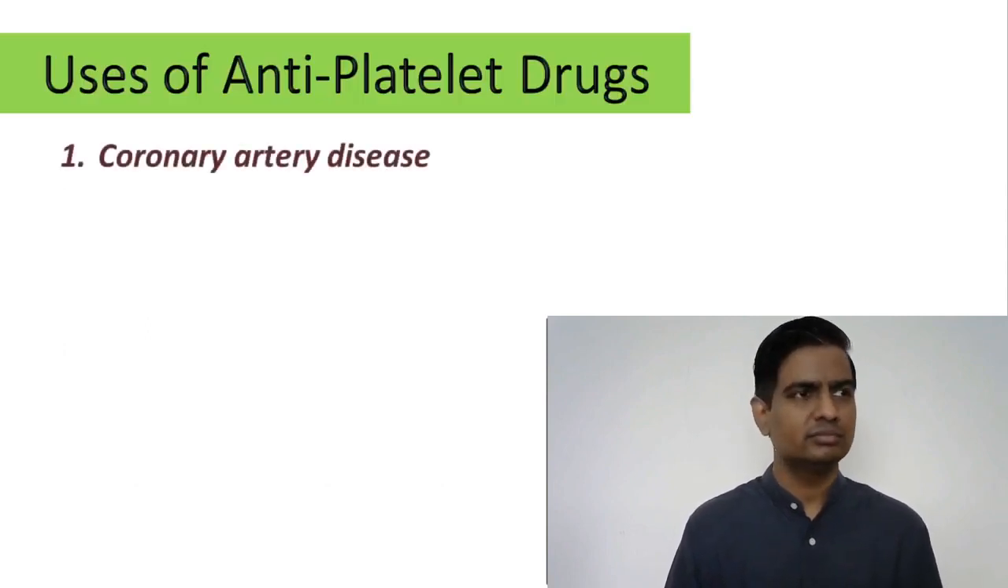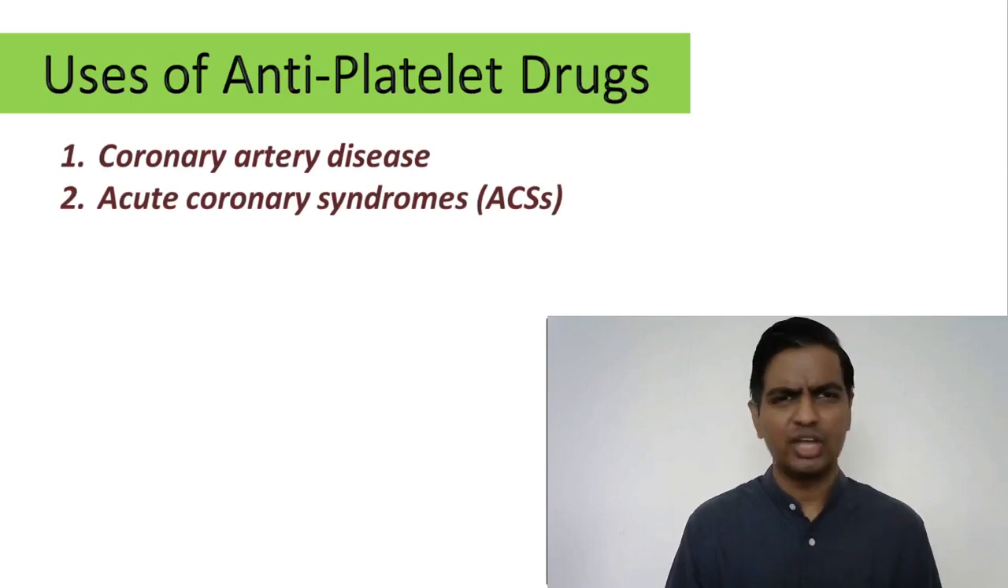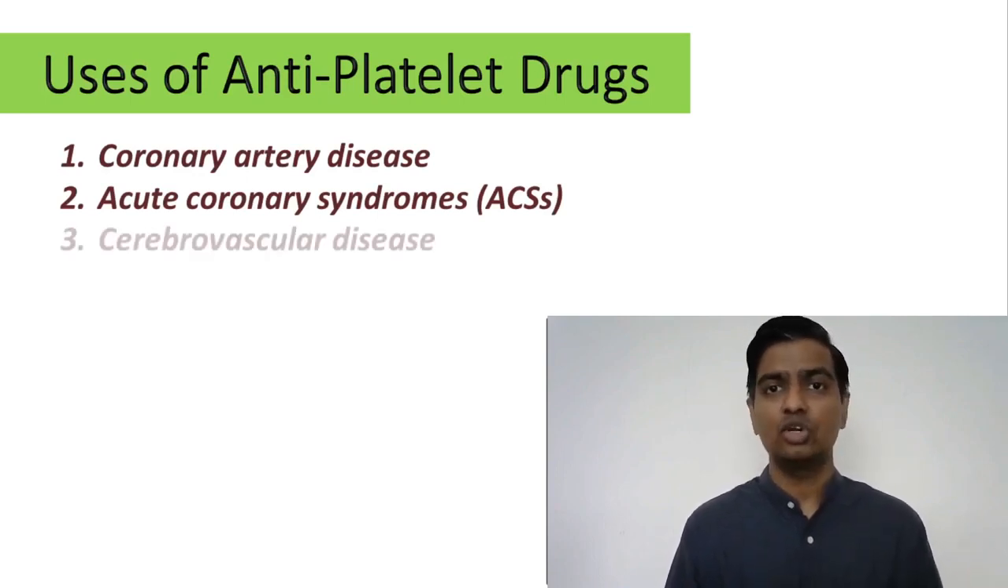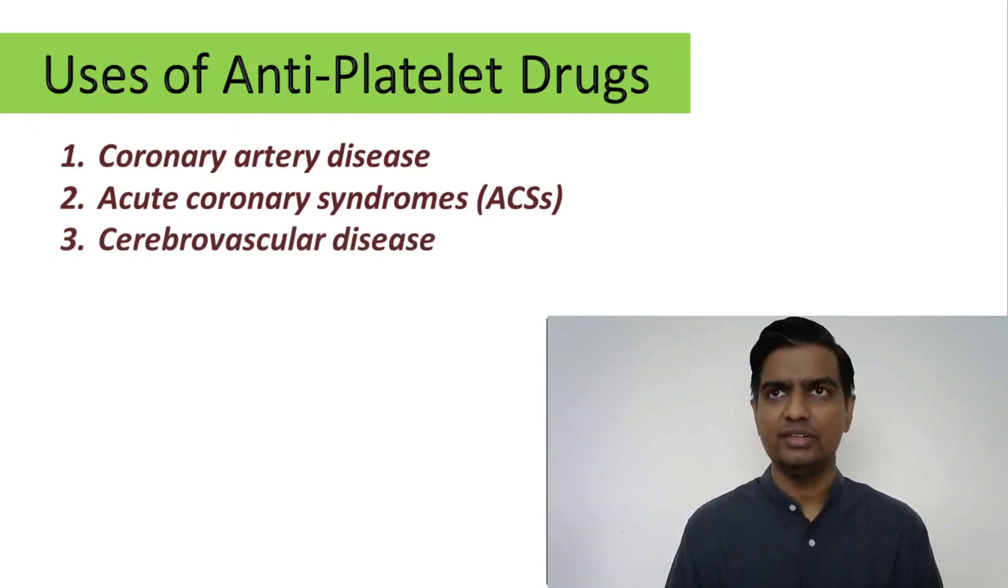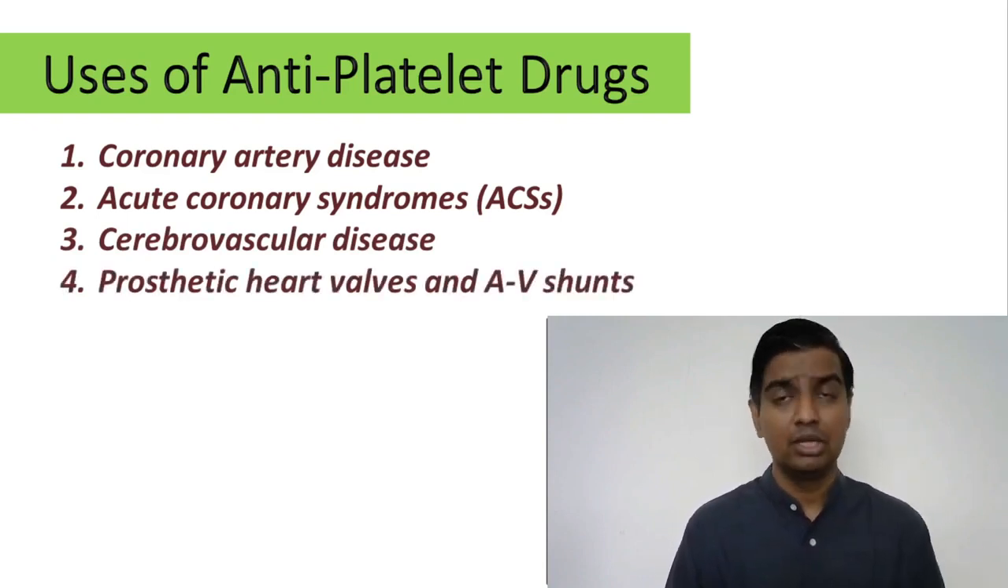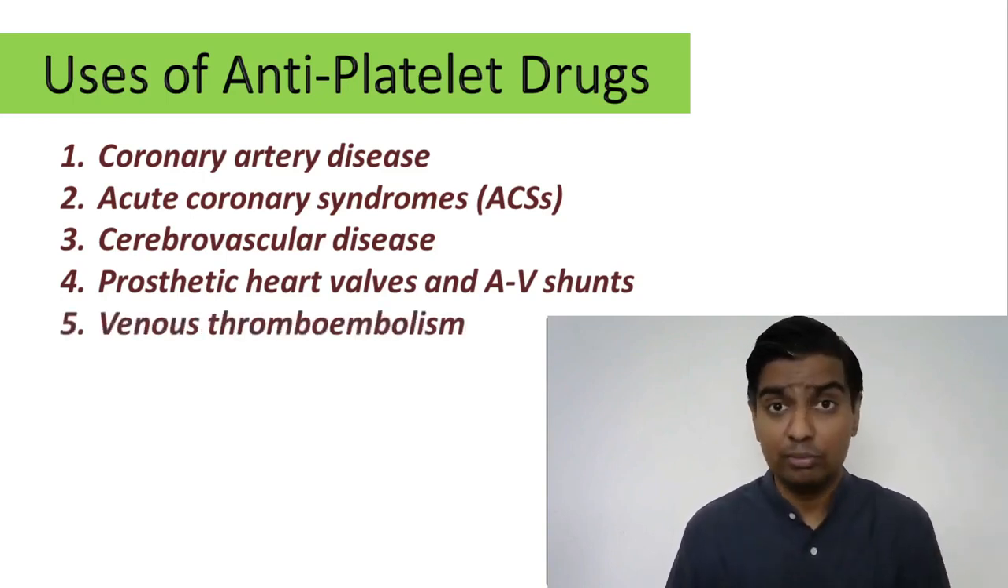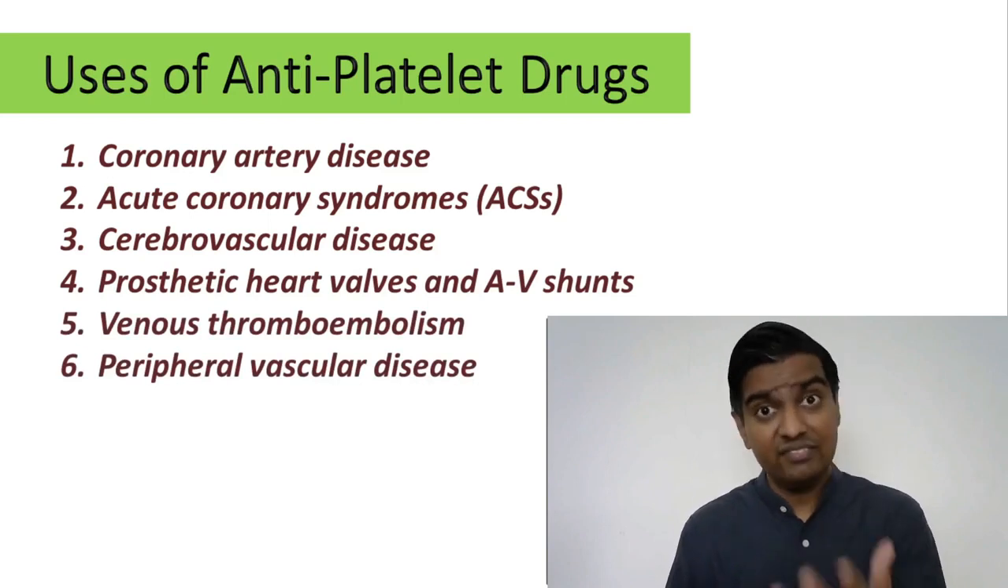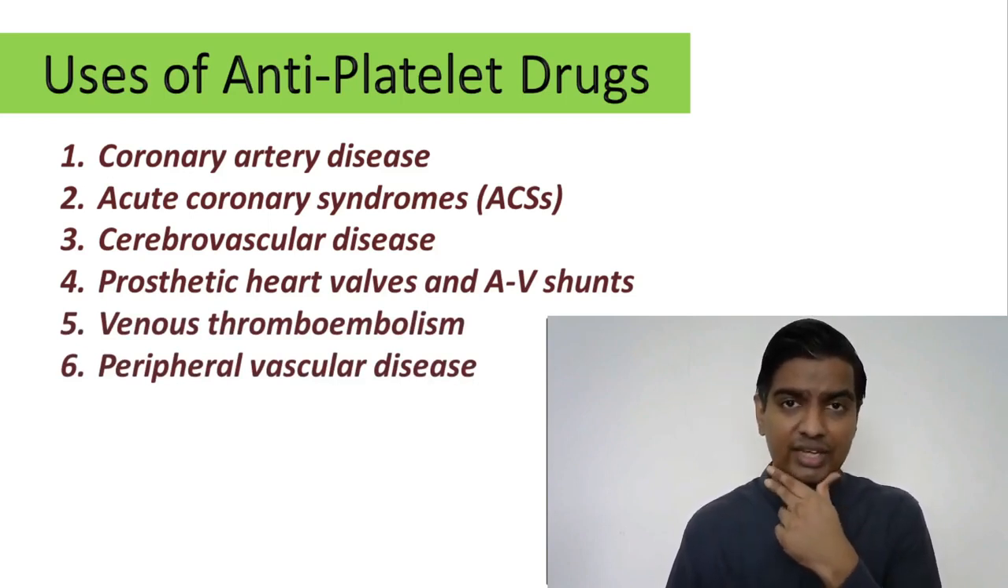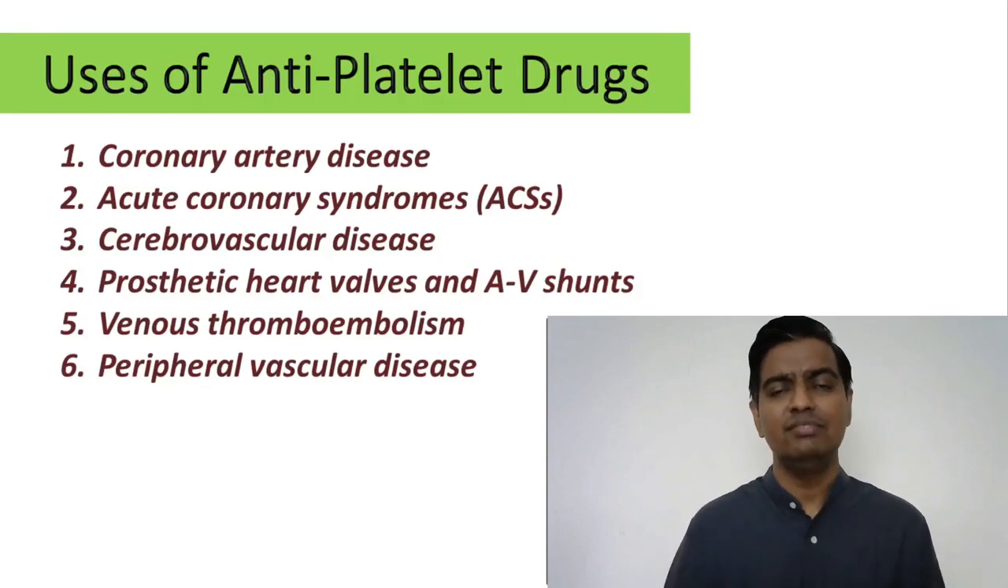So where will we use it? Coronary artery disease and all acute coronary syndromes where we are expecting blood clots to happen, or cerebrovascular diseases where we are expecting a clot to happen in the brain, prosthetic heart valves, arteriovenous shunts, thromboembolism, deep vein thrombosis, peripheral vascular disease. See, any condition where you are expecting platelets to form a clot, you give this medicine. Simple. So this concludes our most important video from blood pharmacology. We were talking about medicines that work on the clotting mechanism. I hope you have understood this.